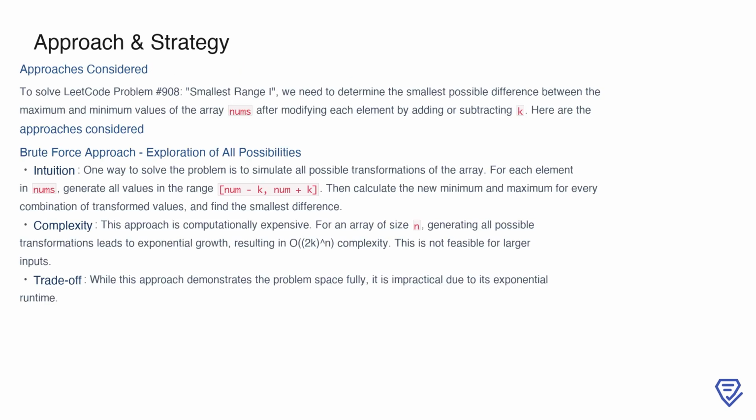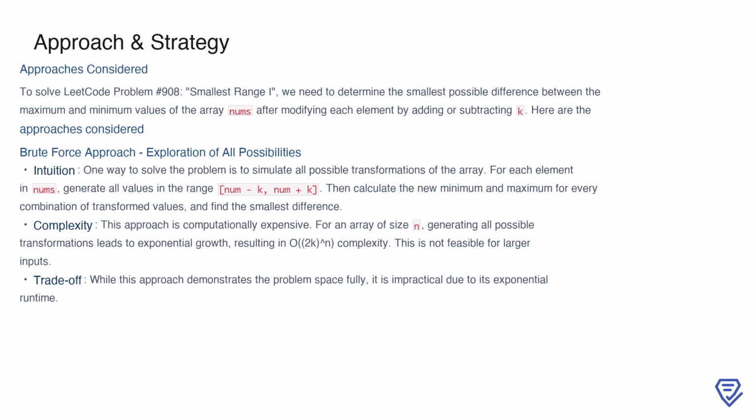To solve the problem of finding the smallest possible difference between the maximum and minimum values of the array nums, after modifying each element within a range of k, we first consider a brute force approach. The intuition here is to exhaustively simulate all possible transformations of the array. For every element in nums, we generate all values in the range, number plus or minus k. By doing this, we can calculate the new minimum and maximum for every combination of transformed values, and ultimately determine the smallest difference. However, this approach is computationally expensive.